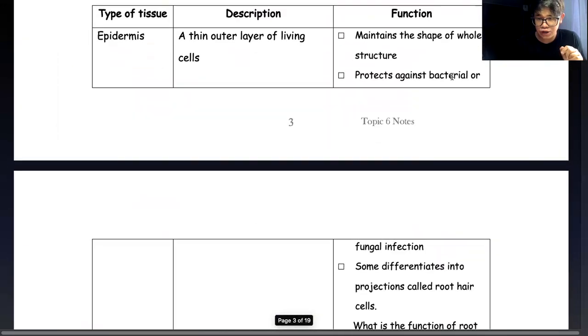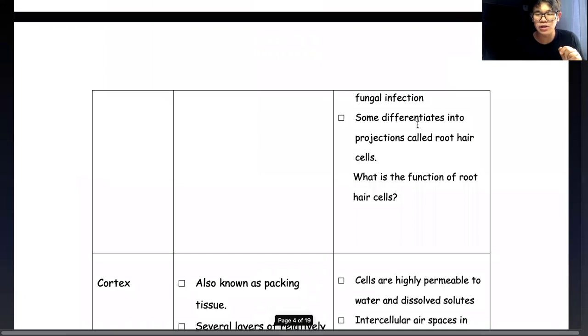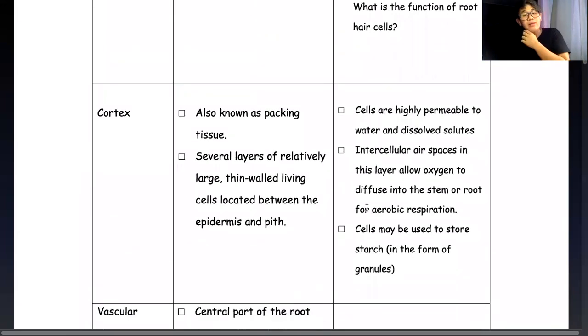Number 3, the third reason. The cells may be used to store starch in the form of granules. The cortex is also where sometimes they put all the excess food, the starch, whatsoever. They will store it di sini, the cortex region, in the form of granules. Apa maksud granules? Granules maksudnya macam biji-biji.